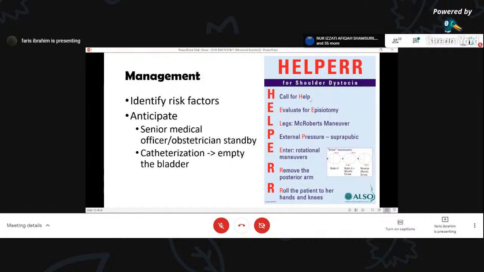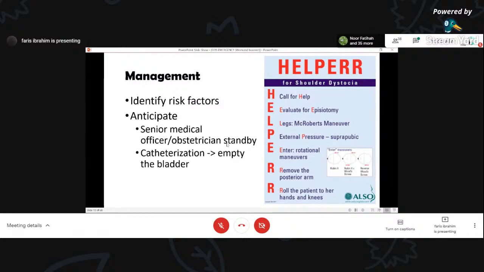Okay, and then E is evaluate for episiotomy, and we will go one by one later. Legs, I will show pictures. Legs, P is pressure, E is enter maneuvers, R is remove the posterior arm, and another R is roll the patient to hands and knees. And not to forget, once you get shoulder dystocia, make sure you catheterize and empty the bladder, because one of the causes of shoulder dystocia is also a full bladder. Okay, I forgot that earlier.